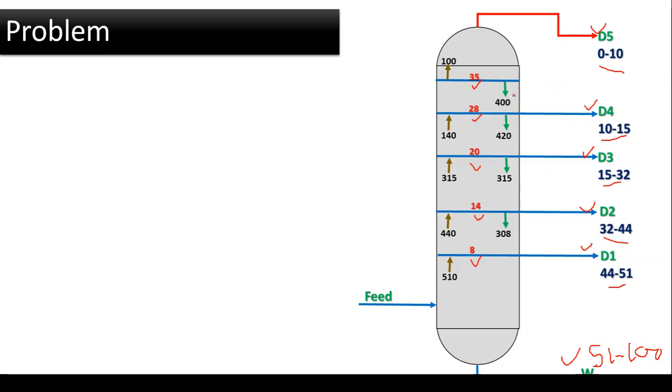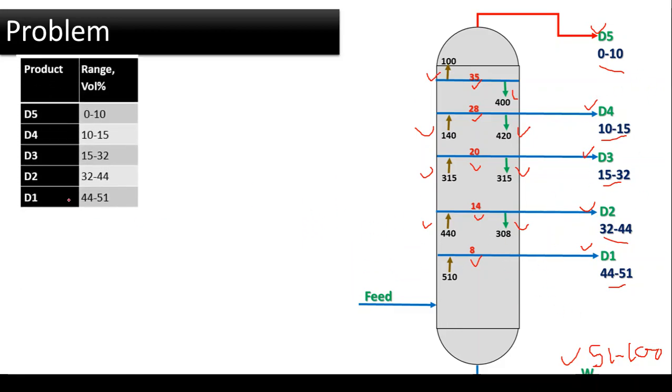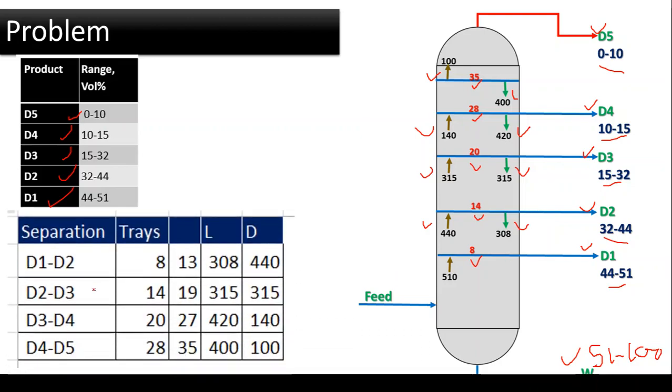Then we can discuss the reflux values, meaning L values. These are the L values: 400, 420, 315, 308. These are the total liquid and vapor values going upward. All these values are given here. So in fact, if we make a table of all these values, D1 is given here, D2 is given here, D3, D4 and D5. All these products and their range values are given. Now come to the next step.